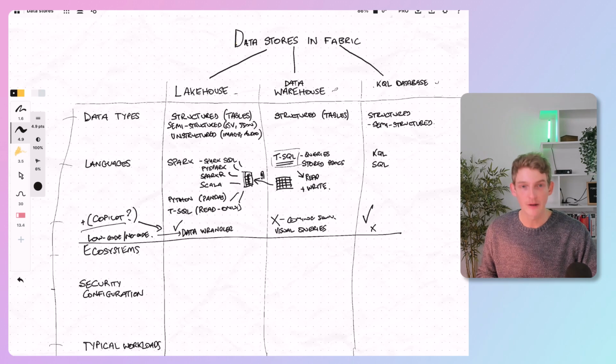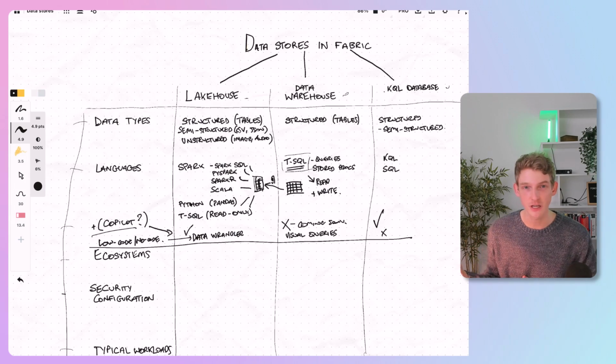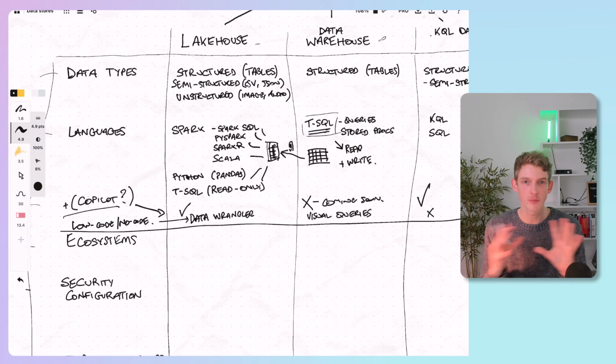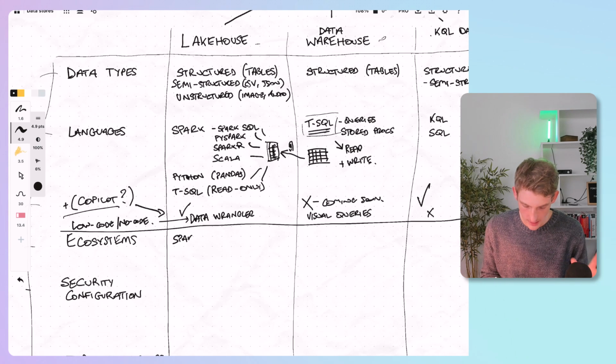Okay, next I want to talk about ecosystems, because this for me is a very important point to consider when you're choosing a data store. So let's talk about the Lakehouse first. And because the Lakehouse is built on top of the Spark engine and we can use Python, this opens up the Spark ecosystem and the Python ecosystem if your data is stored in a Lakehouse. And with these, you get a lot of stuff, right?